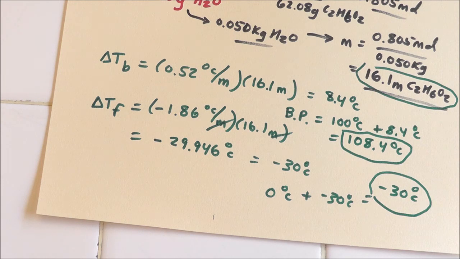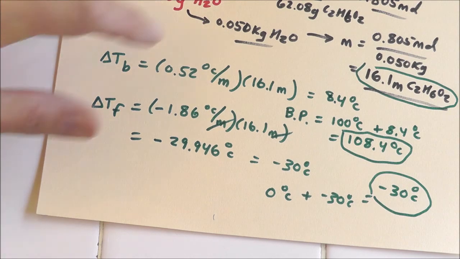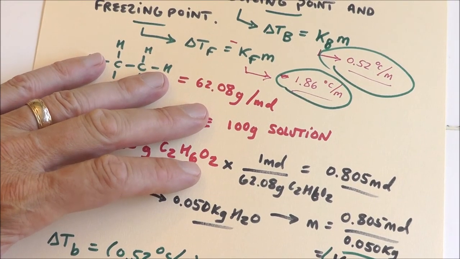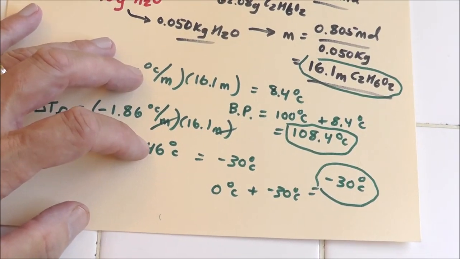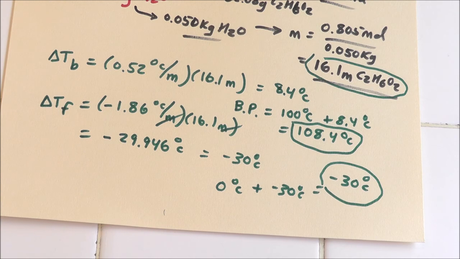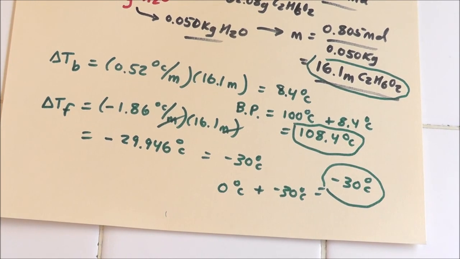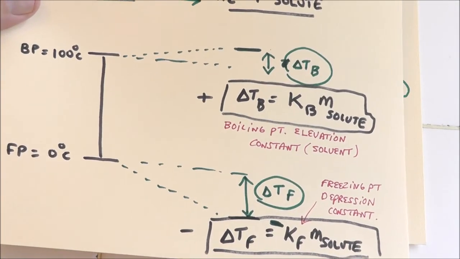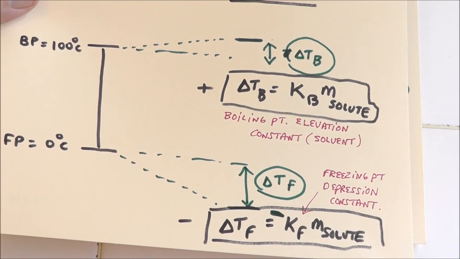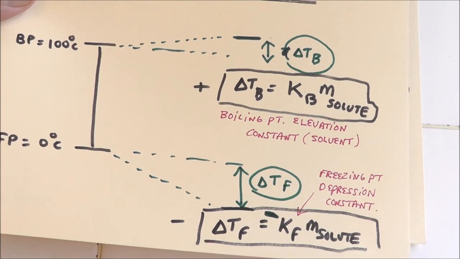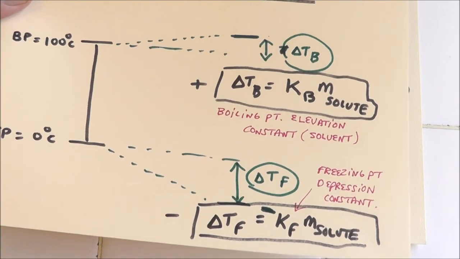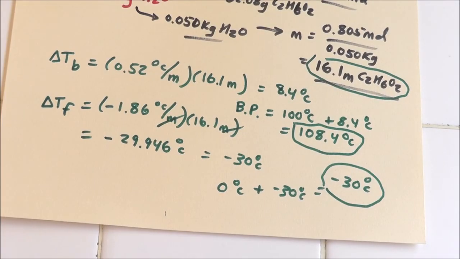So there you go. You see that there's a big difference because the K constant for water is much bigger for the freezing point depression than it is for the boiling point elevation. But that's what would happen if you dissolve that much, and that's pretty concentrated. With ethylene glycol, we're stretching that range out, making it go from 100 and 0 to 108 and negative 30. And so that's the thing.